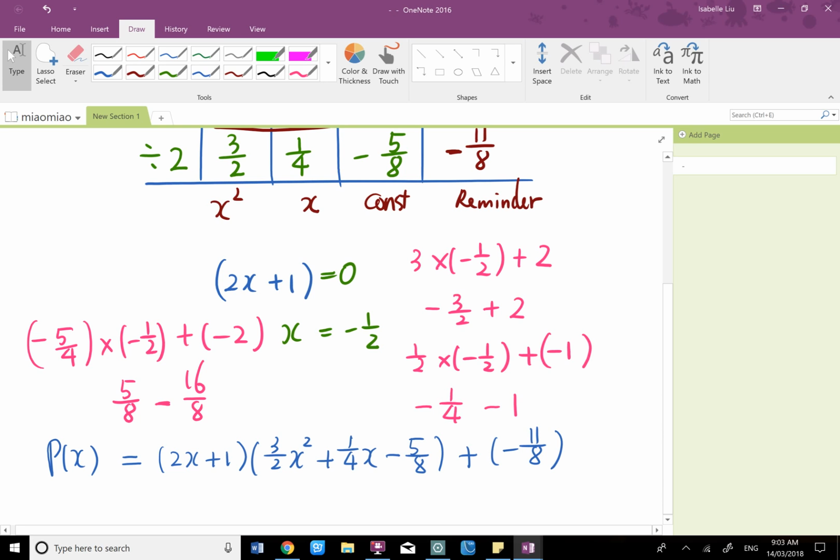Everyone get this method? How this method works? How to fill in each box? This only works for linear, and we'll use that to factorize cubic later. So you need to learn this method. I'm not going to go back to long division after this. If you really like long division, you need to find your own way to do long division.